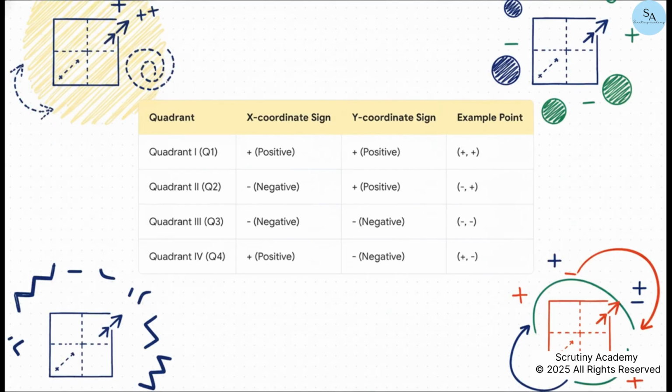Now, each of these quadrants has its own simple rule, based on positive and negative signs. Up here in the top right, quadrant 1, both x and y are positive. Then, if we move counterclockwise to quadrant 2, x goes negative, but y stays positive. Down into quadrant 3, they're both negative. And finally, in quadrant IV, x is positive again, but now y is negative. Getting this pattern down is a massive shortcut for your exams, trust me.